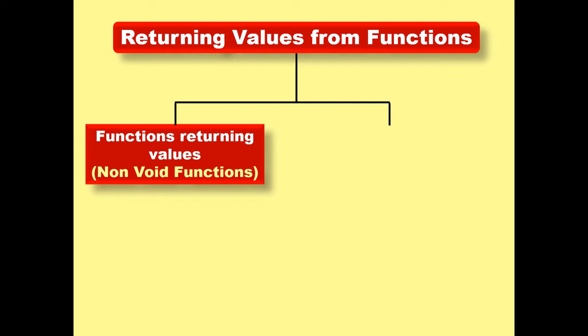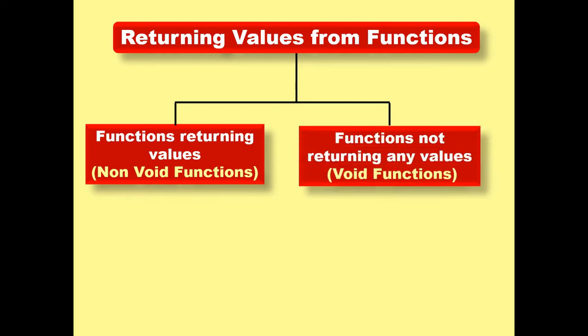Those functions, they are returning a value. Those are called non-void functions. And second type is function not returning any value. It means such kind of functions are to be called as a void function. Void means null. It means that when we call a function and they never return anything, that is to be called as a void function.